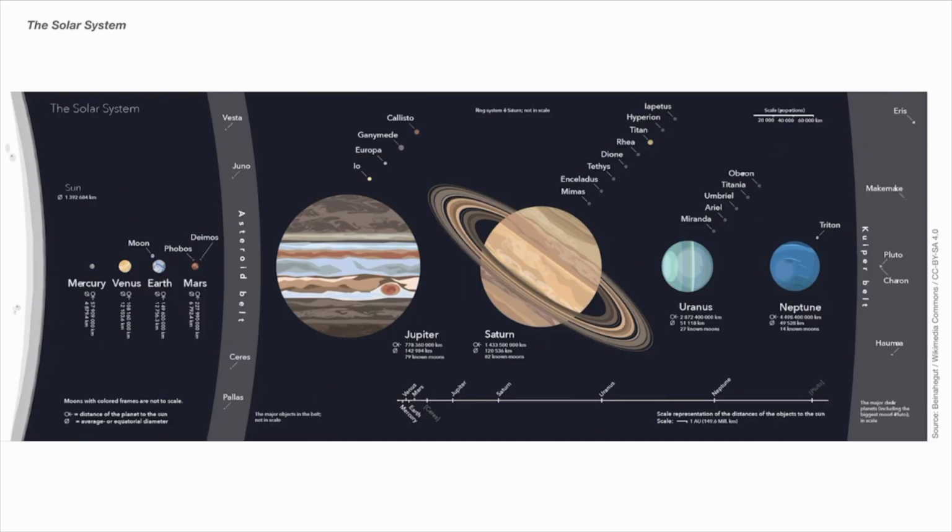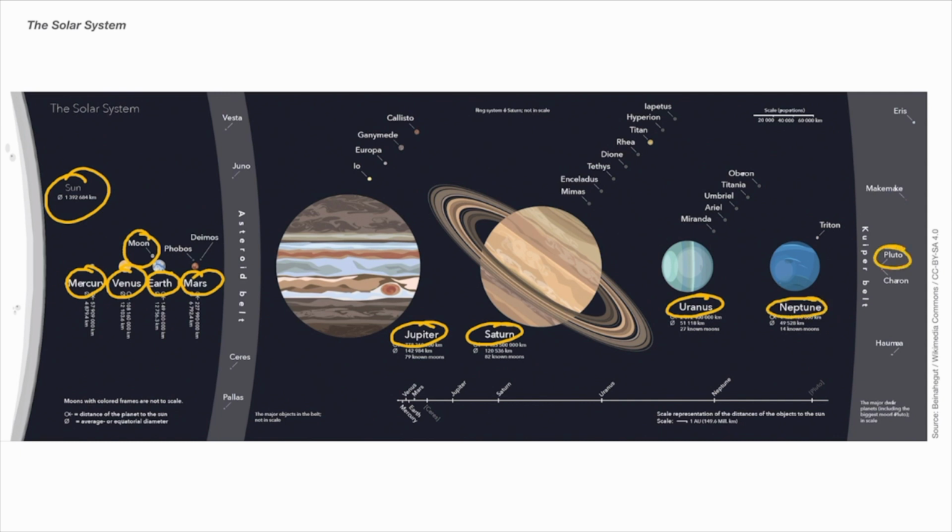This is the picture of our solar system. On the left side, we have the sun. Mercury is the closest to the sun. And then we have Venus. Here is the Earth. And the little dot around the Earth is the moon. Then we have Mars, Jupiter, Saturn, Uranus, Neptune, and Pluto being far away out there.